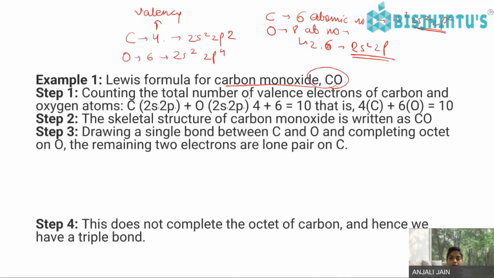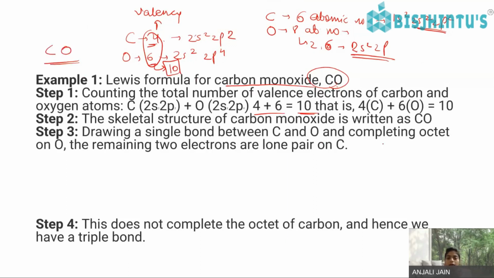Carbon has a valency of 4 and oxygen has a valency of 6. 4 plus 6 gives you 10 valence electrons. Then the skeletal structure of carbon monoxide is written over here like this.